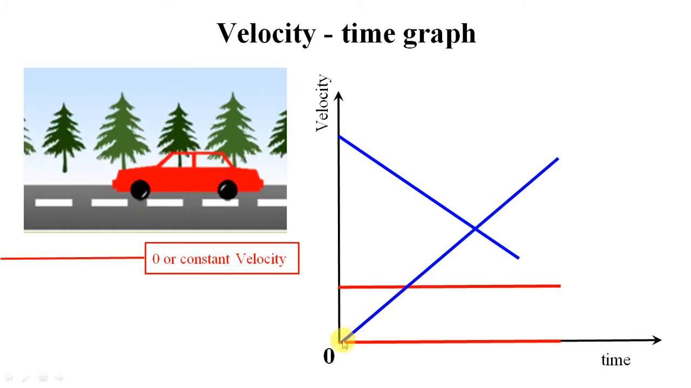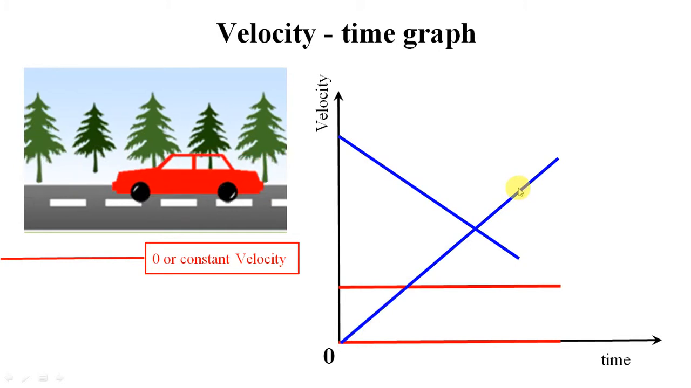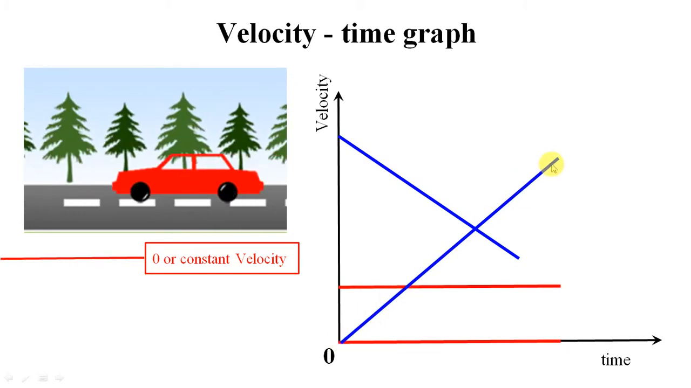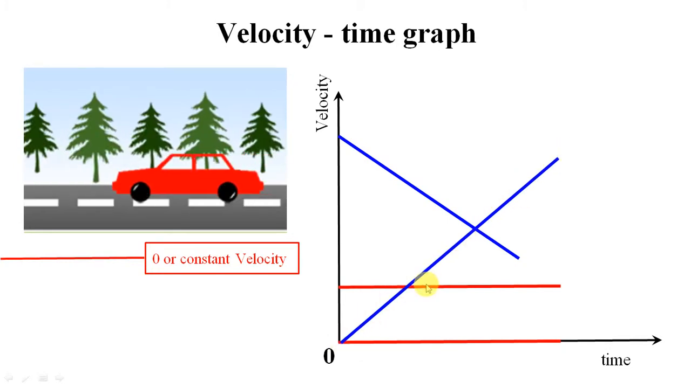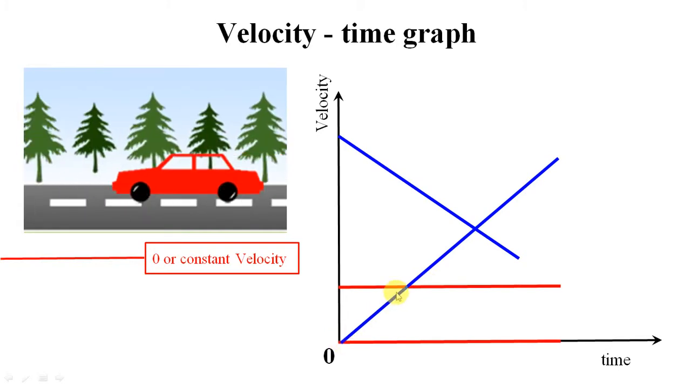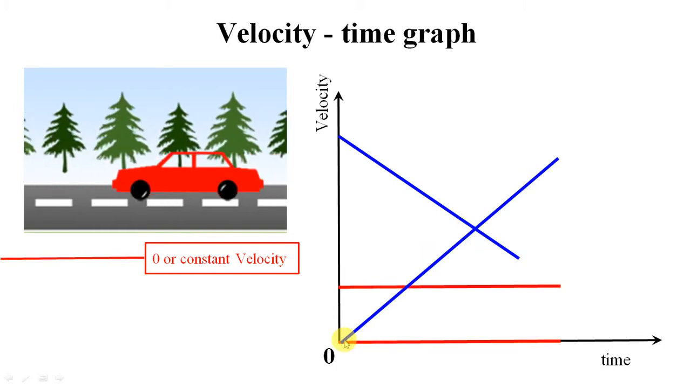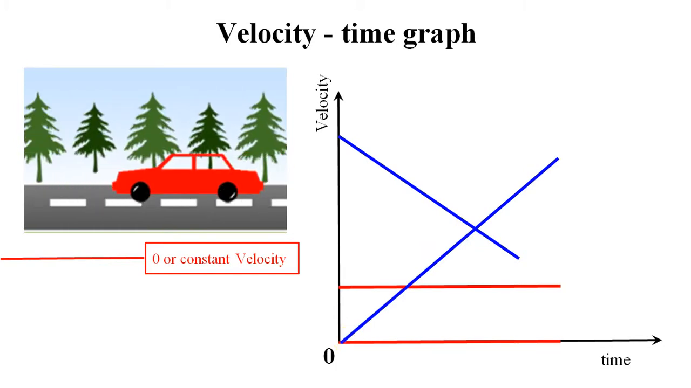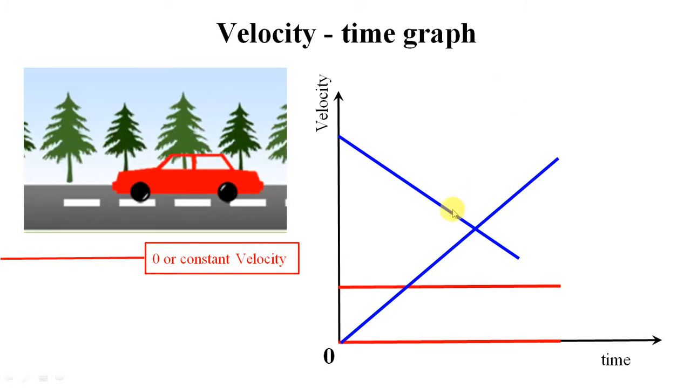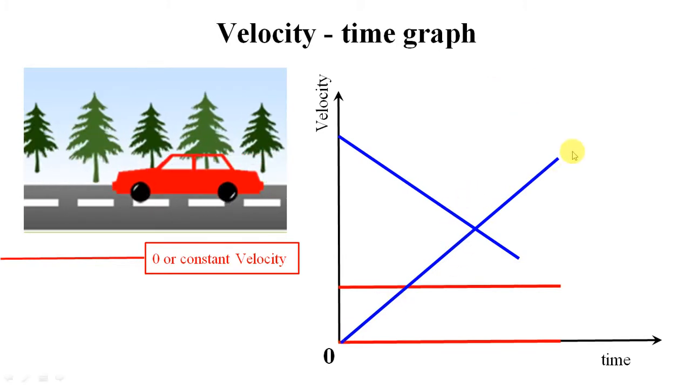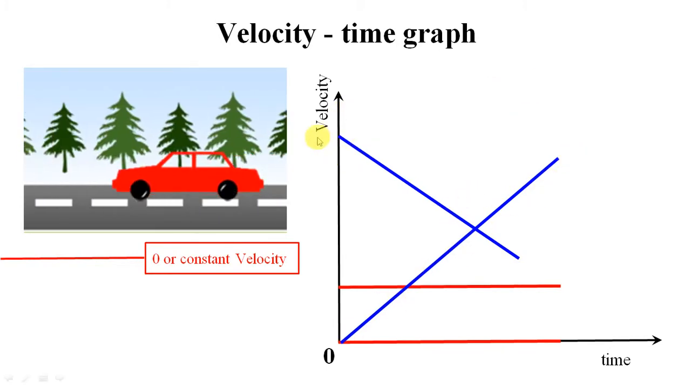Why I said constant rate is because it's a straight line. A straight line always shows a constant increase of the function. Hence, the velocity is increasing at a constant rate, which means it's uniform acceleration, which means a uniform increase in velocity with respect to time. Let's look at the fourth case.